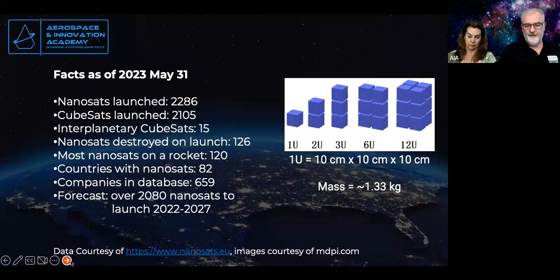And what is so fantastic, I did a little research and I found a nice website that keeps a nice archive of all the launches. And this is from nanosats.eu. And as of May 31st of 2023, there's been 2,286 nanosatellites launched and 2,105 CubeSats.